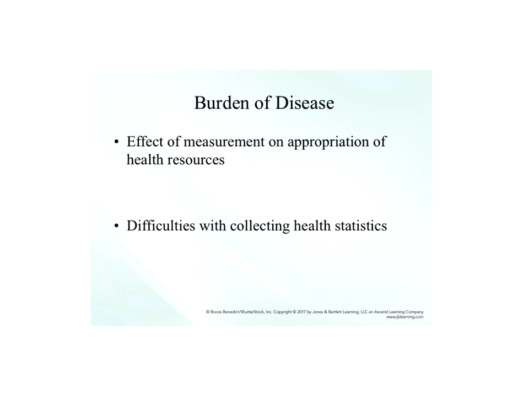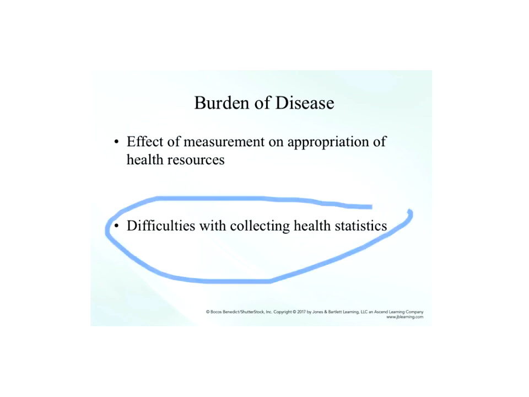Okay. So a couple areas to consider here. You're looking at the effective measurement and apportionment of the health resources that can be made available. So that needs to be in your cache of things as well. And then the difficulties associated with collecting health statistics. You're asking yourself, how do you collect the health statistics?